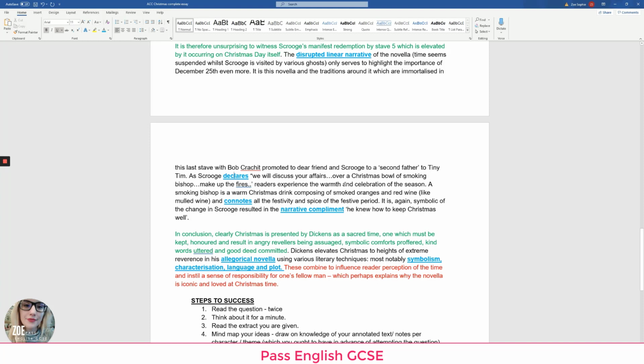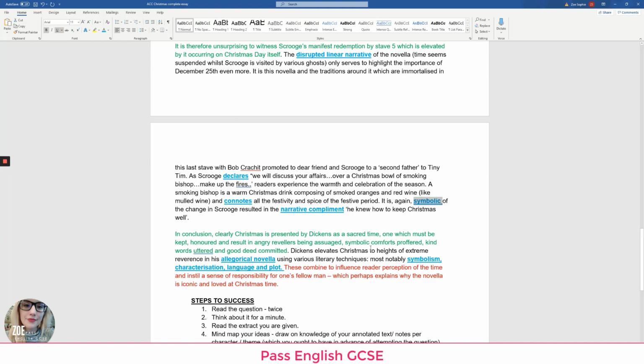Readers experience the warmth and celebration of the season. A smoking bishop, I've explained this earlier, is a warm Christmas drink composing of smoked oranges and red wine, like mulled wine, and connotes all the festivity and spice of the festive period. It is again symbolic, I could underline that, a lot of symbolism going on here.